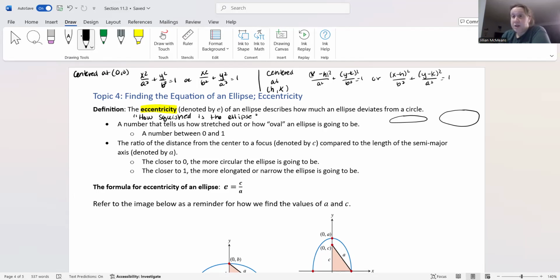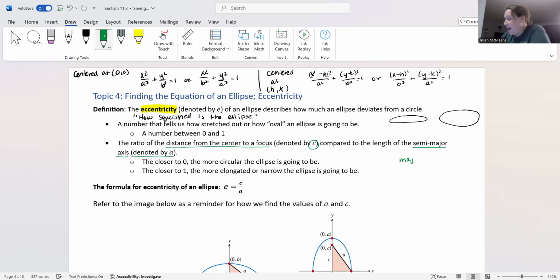We're looking at a ratio. Okay, so we're looking at a ratio of two very important things. We're looking at the ratio of the distance from the center to a focus, that is our C value, and we're going to compare that to the length of what is called the semi-major axis, which is denoted by A. So semi-major axis, what in the world?